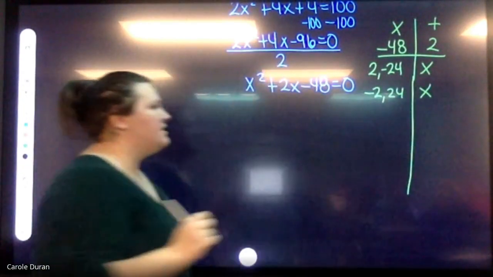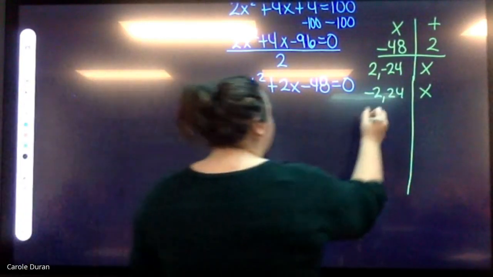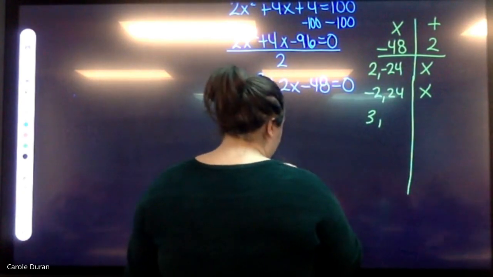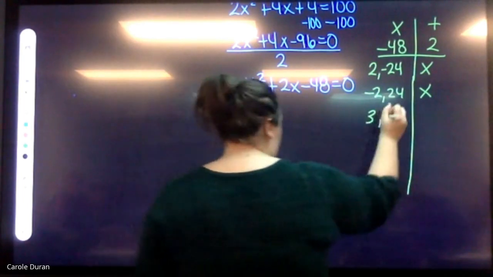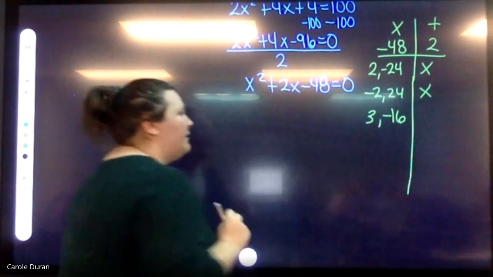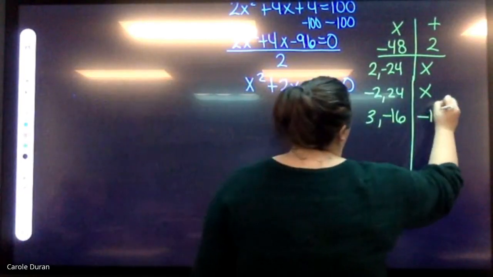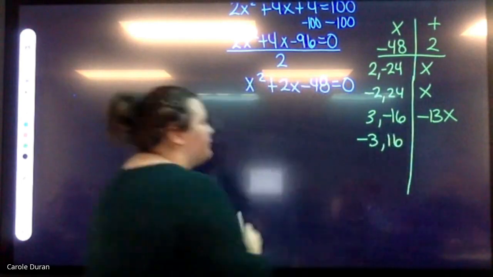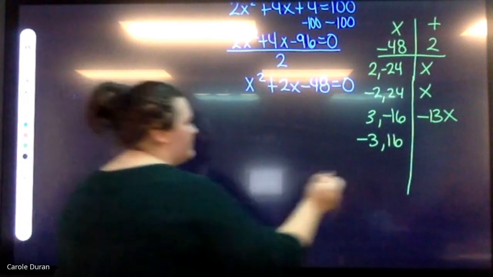What's negative 48 divided by 3? You have calculators in front of you. You can definitely figure that out. Negative 16, good. 3 minus 16 is a negative 13. That's definitely not positive 2. So then what if I flip them? What if I do negative 3 and positive 16? Still no. Positive 13 doesn't work.